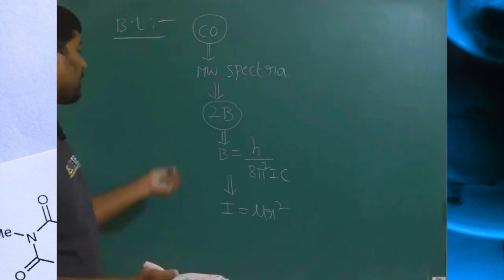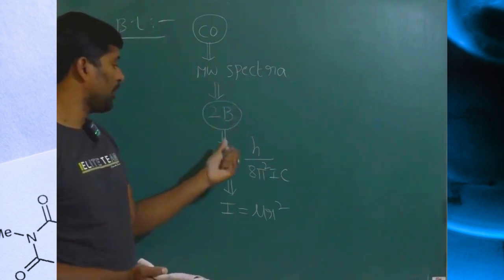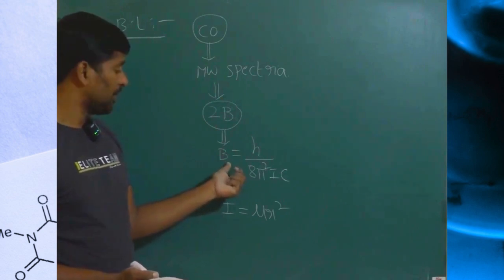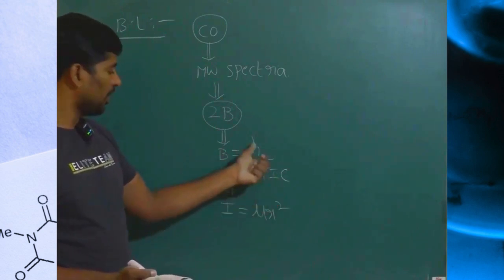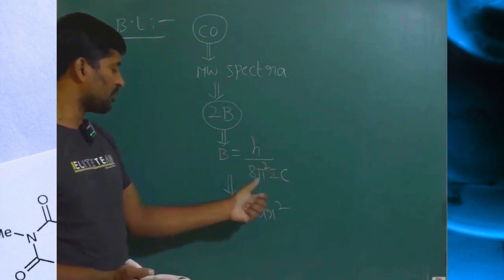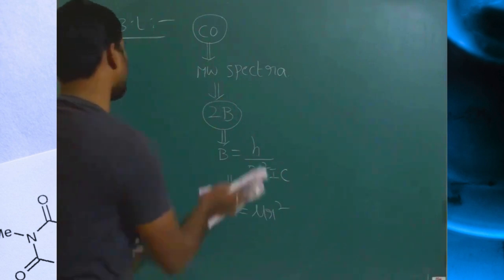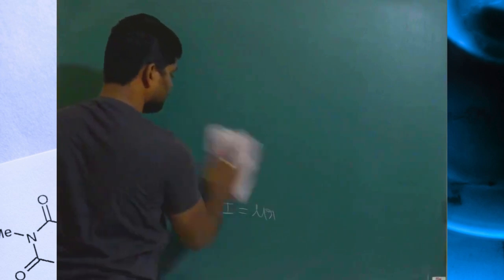Okay, first we have to record the microwave spectra. We will get 2B. From that 2B we will get B. So B is inversely proportional to I. All these are constants. If you substitute all those constants, we will get I. I is equal to mu R square. So from that we will get the bond length.